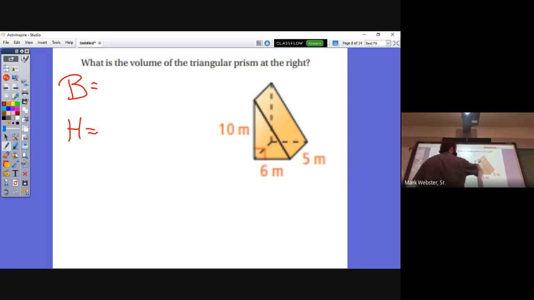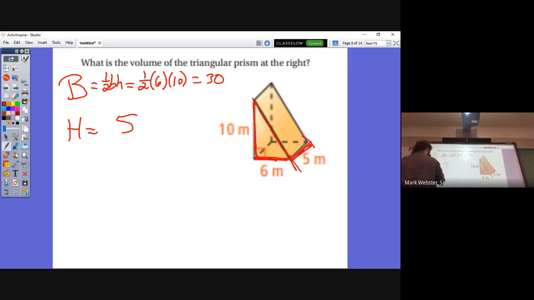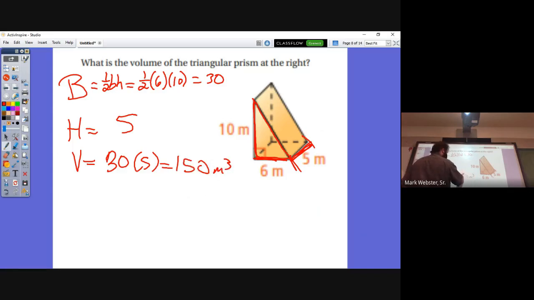Well, the area of the base, this is a triangle right here. So we're going to do 1/2 base height. I'm going to say, all right, 1/2 of 6 times 10, which is 30. And then our height here along the side of the prism is 5. And then we're going to do, for the volume, area of the base times the height. Our units are meters cubed.